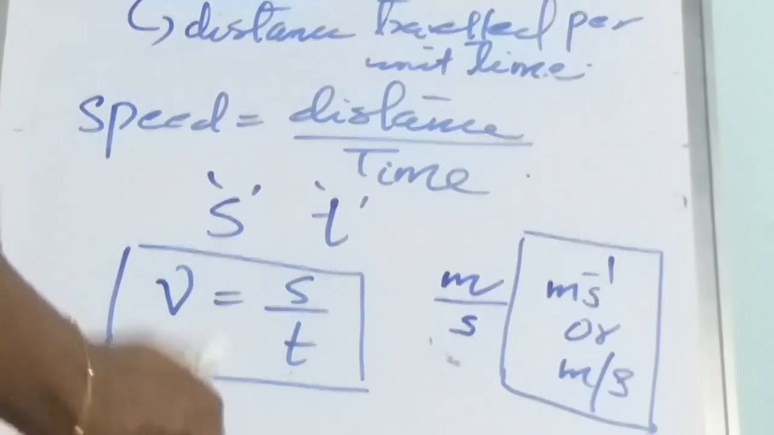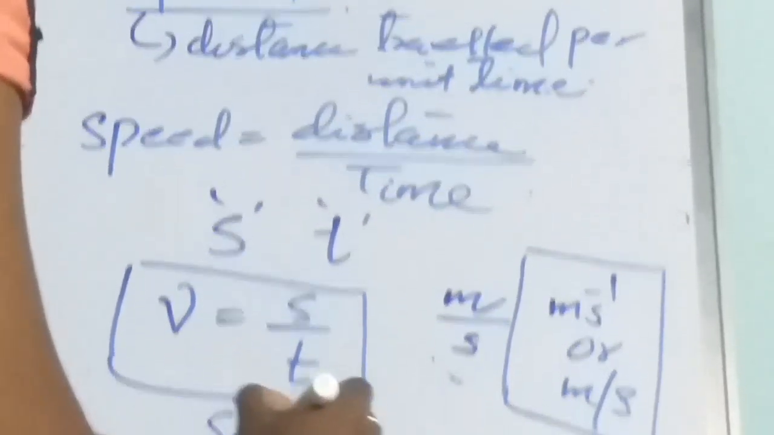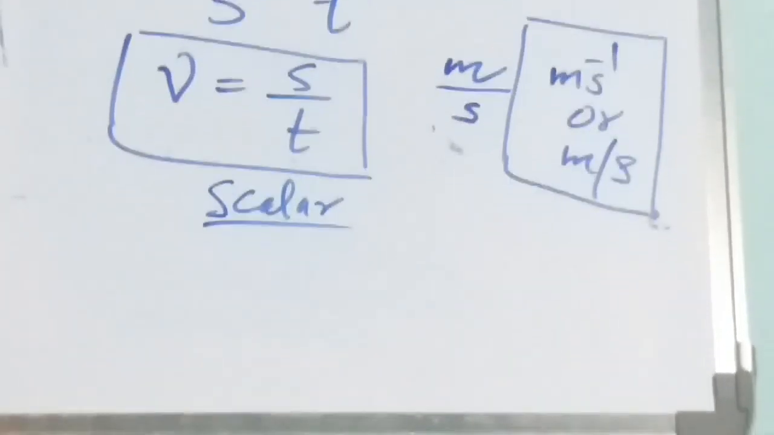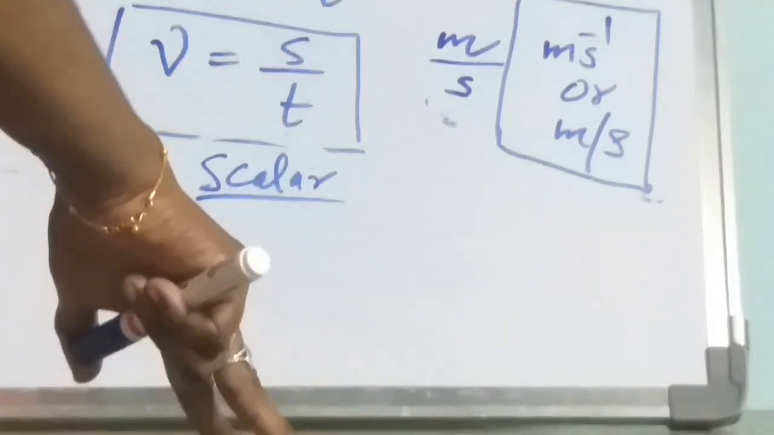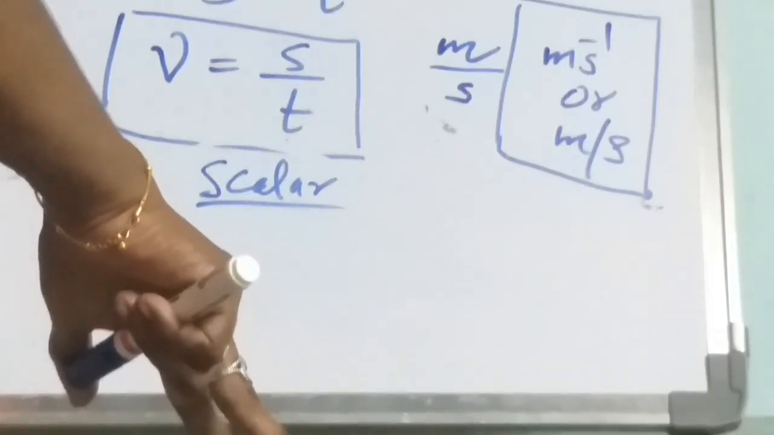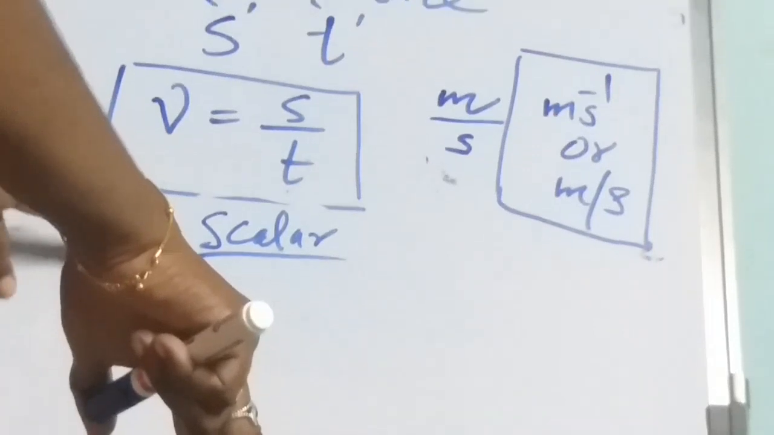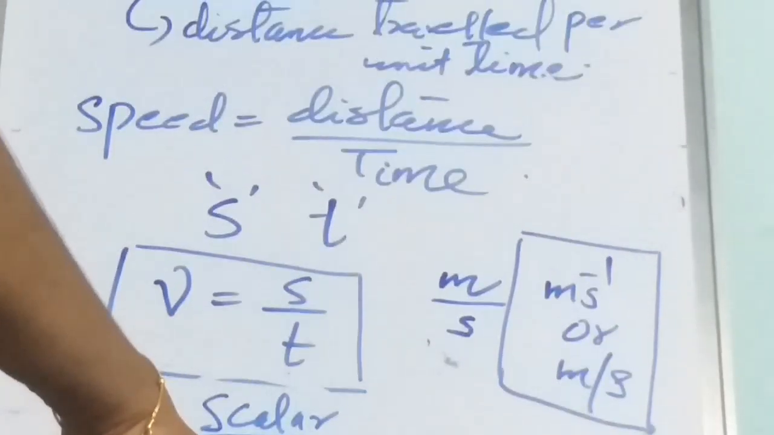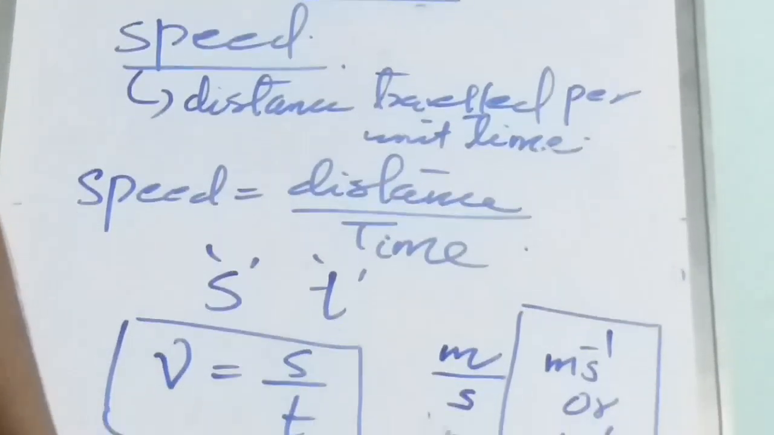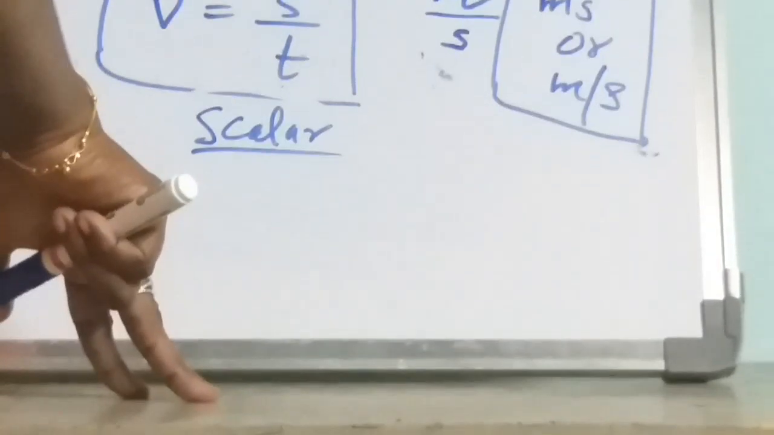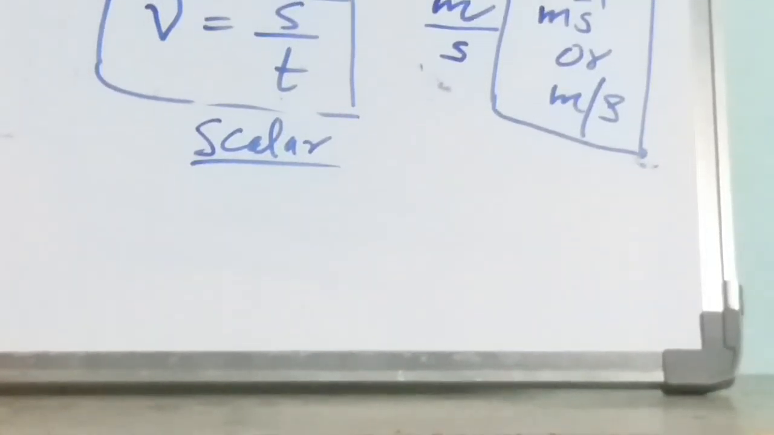And here the speed is a scalar quantity. That is, to define speed we need only its magnitude. Last class we discussed scalar and vector quantities. Scalar quantities are those having magnitude alone, with no need to specify the direction. When we consider speed, we need only its magnitude, so speed can be considered a scalar quantity.